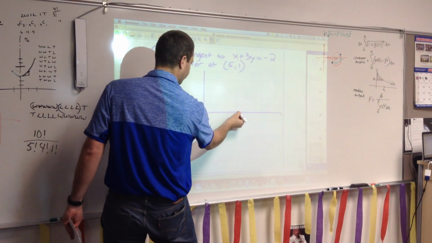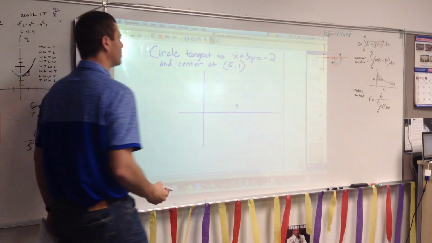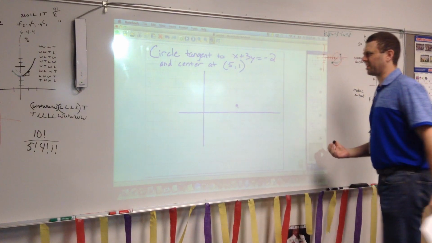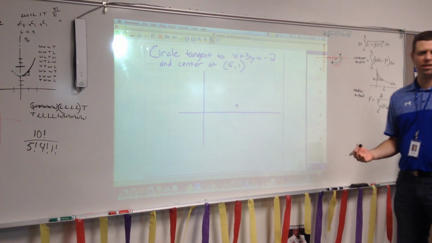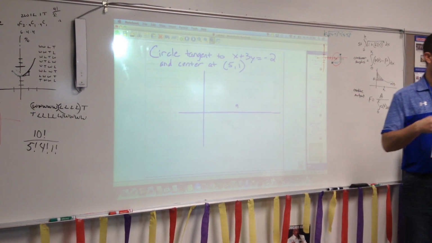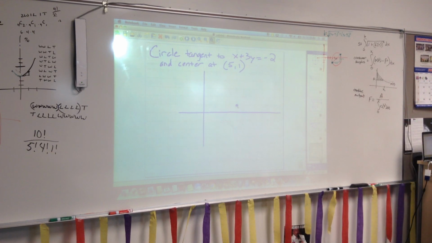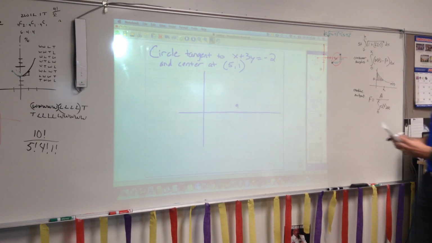One, 2, 3, 4, 5, 1. So there's the center of the circle. My line is x plus 3y equals -2. If I want to graph that, I can do one of two things. I can find the x and y intercepts by plugging in zeros, or I can change it to slope-intercept form, y equals mx plus b, whatever you prefer. I like the intercepts. I think it's a little faster.